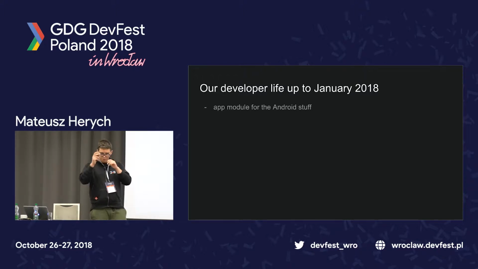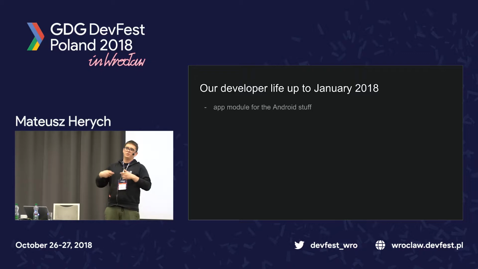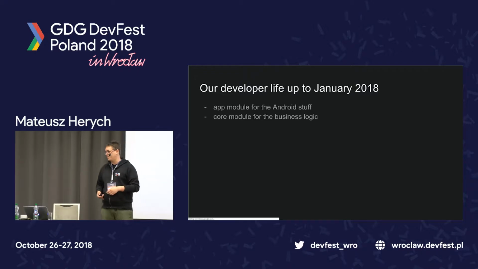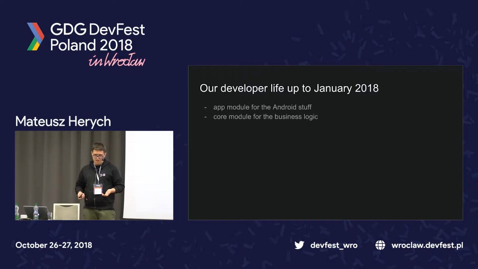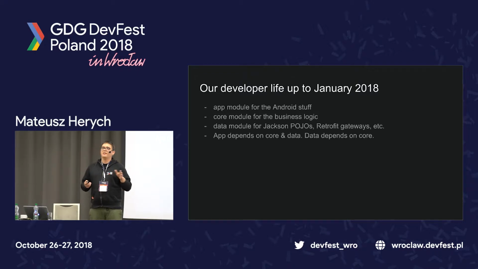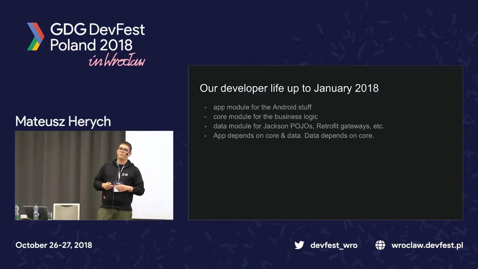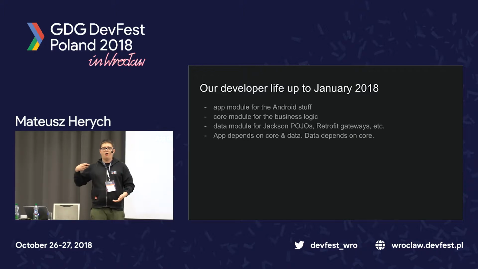Yeah. So we had like a multi-modular architecture that was structured by different layers of tech. So we had the app module that was keeping all this stuff related to views, activities, and fragments. Then we had the core module that was keeping all the business logic we had in there. And we had the data module that was keeping the Jackson stuff, the annotations, the retrofit gateways, and so on and so on. Yeah, so that might ring a bell.